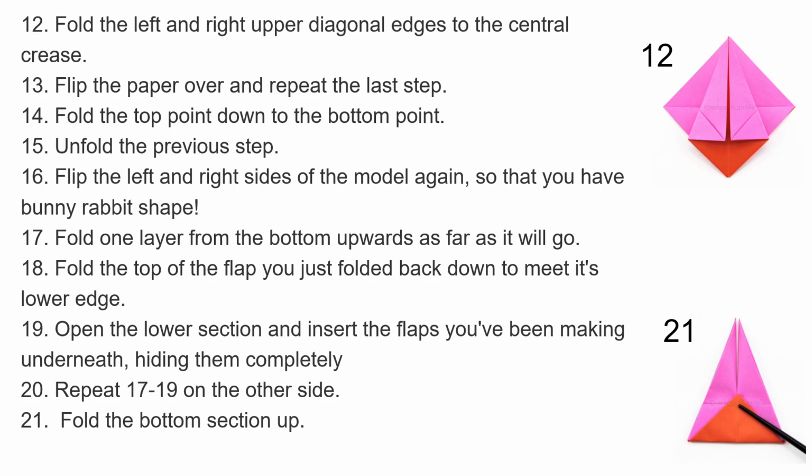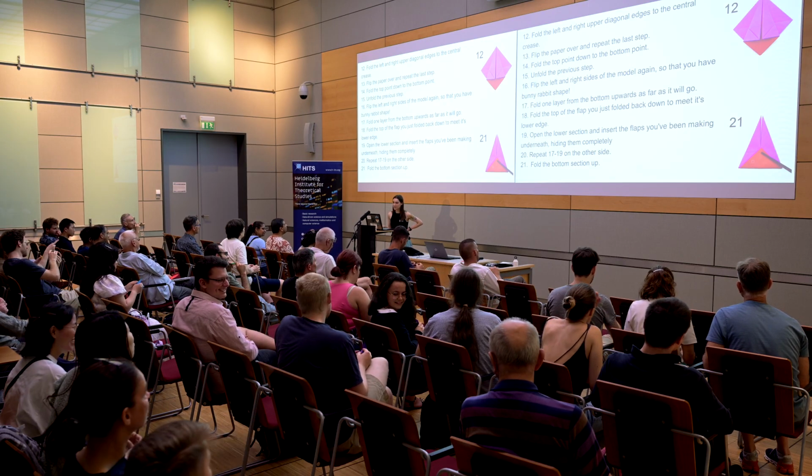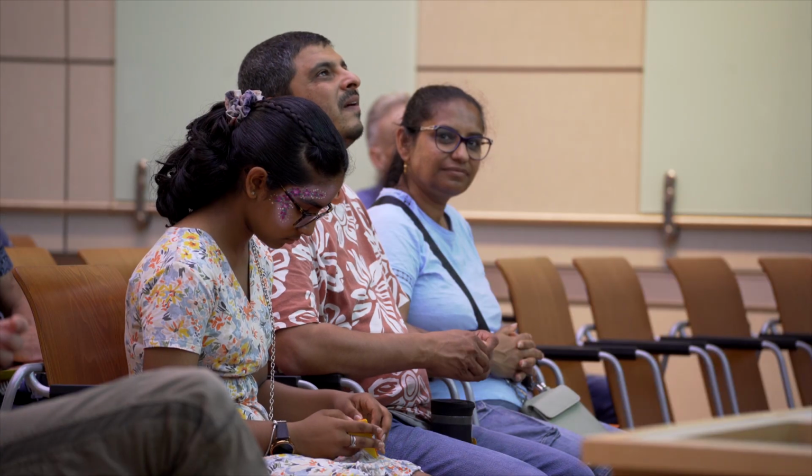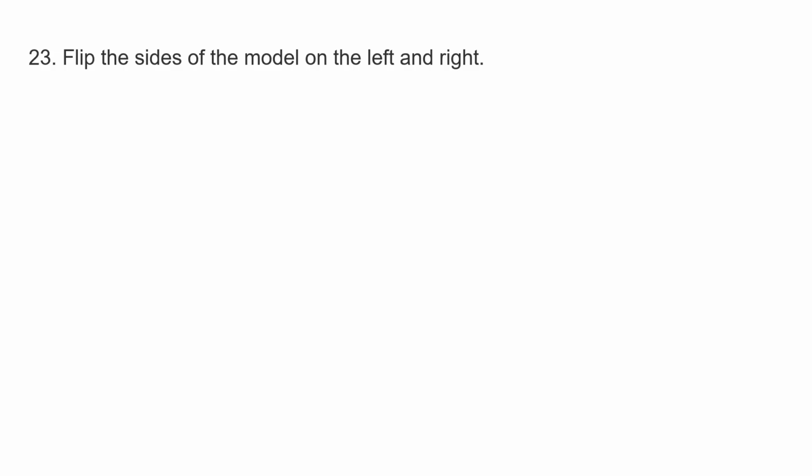Now, fold the bottom section up. So this 21 is what you should have right now, and then you're folding that up. If you don't have that, something went wrong. Okay? Unfold that step. We're almost there. Now, flip the sides of the model on the left and right. So again, you're going to switch the colors.